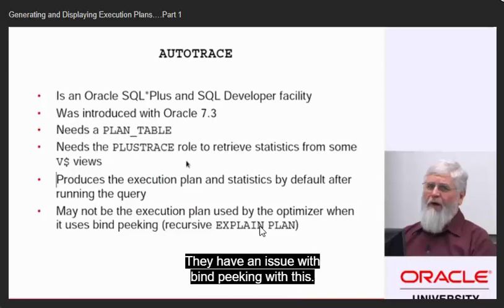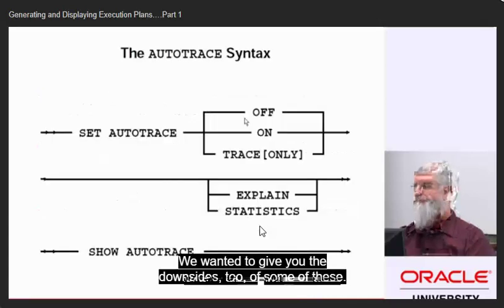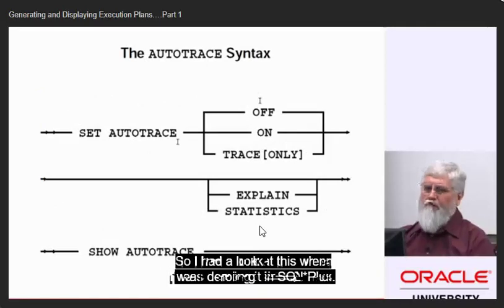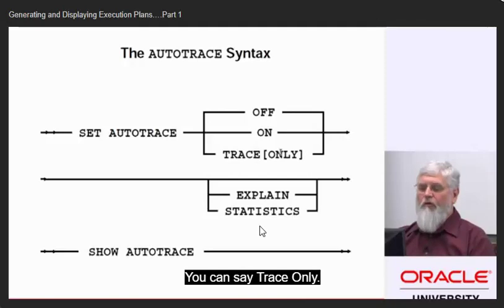AutoTrace syntax. I had a look at this when I was demoing it in SQL*Plus. I got it to print it out. This is just what it had. You can turn it on, and you get everything. You can say trace only, and if you do that, you get the execution plan and the statistics. If you say trace only explain, you only get the execution plan.